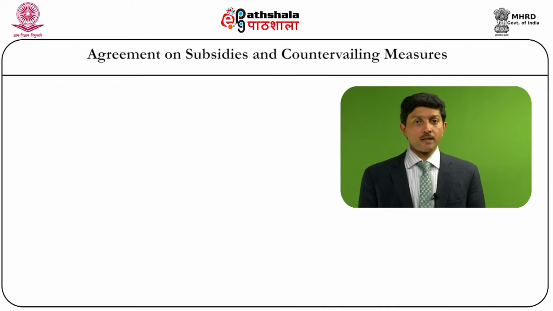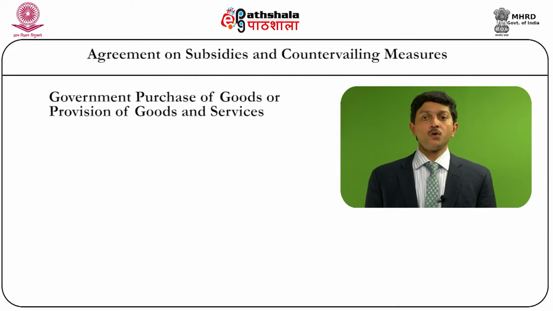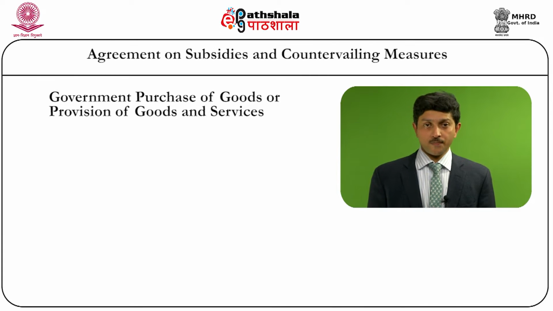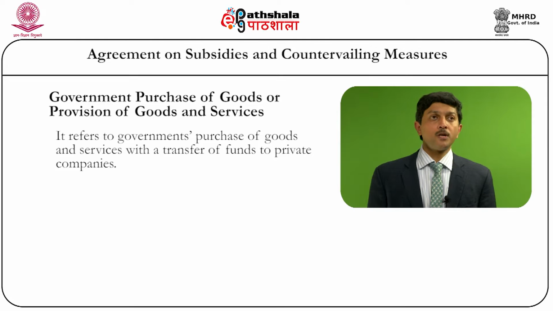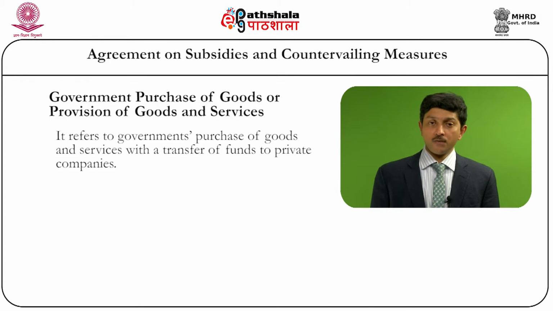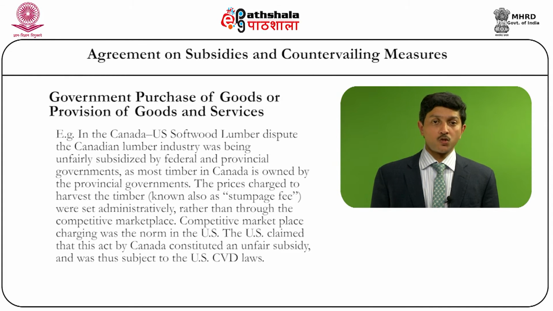The third important category is government purchase of goods or provision of goods or services. It actually refers to certain government purchase of goods and services with a transfer of funds to private companies. For example, in the case of Canada softwood lumber, the Canadian lumber industry was being unfairly subsidized by federal and provincial governments, as most timber in Canada is owned by the provincial government.